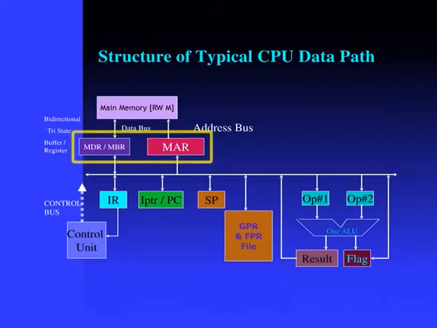Next, the 2 registers MAR and MDR, memory address register and memory data register, facilitate the communication with the main memory and connect to the bus interface unit. The MAR holds the address of the memory location from where the read or write operation is to be performed. The MDR contains the data to be written to the main memory or to be read from the main memory.